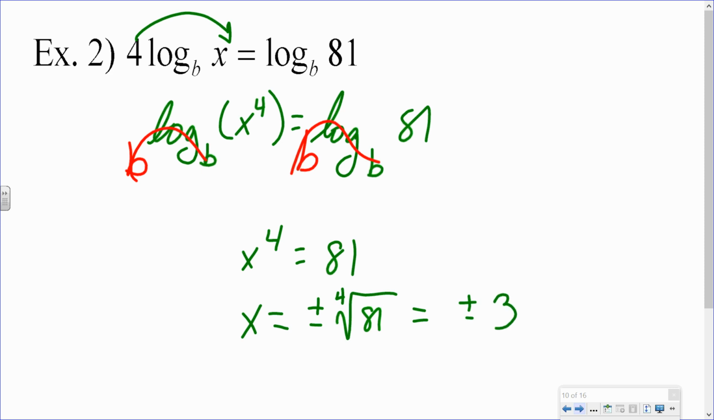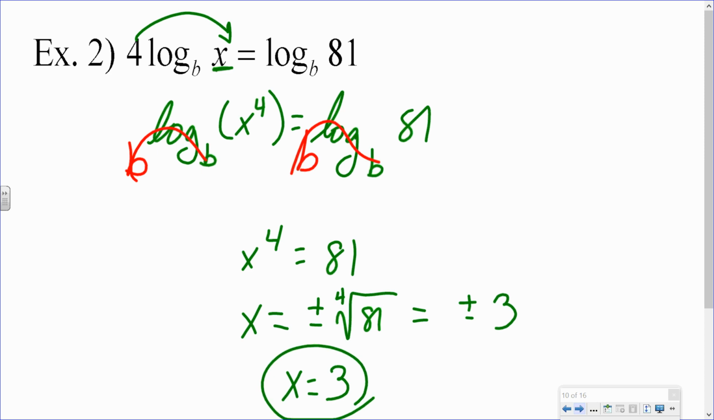Now I have to check. Did both of those work? Neither of them work. One of them works. So if it's positive 3, this is fine. But if it's negative 3, I have a negative argument. So I need to throw out negative 3 and keep only x is 3.